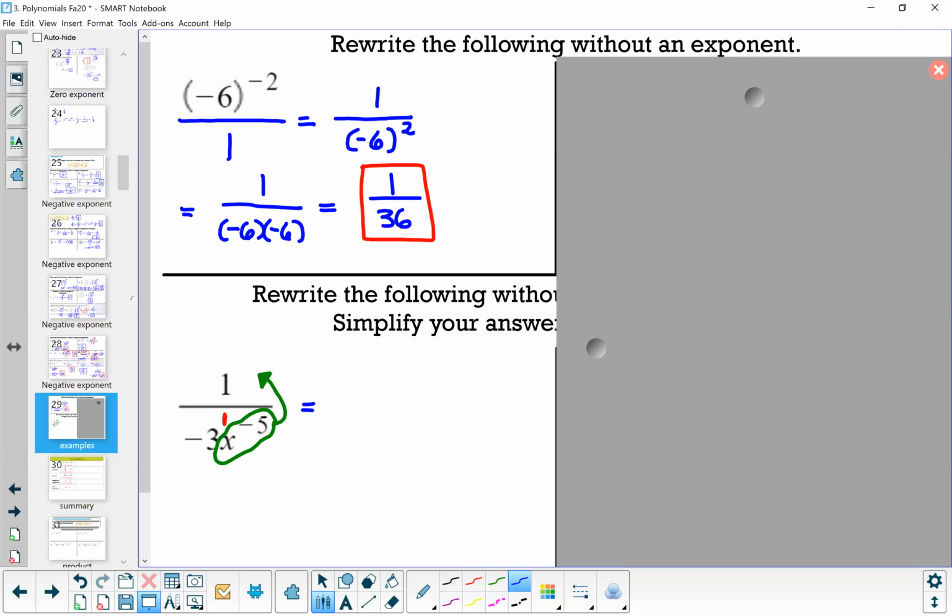So in the numerator, we're going to have x to the 5th over -3. You can also write this as negative out front, x to the 5th over 3.